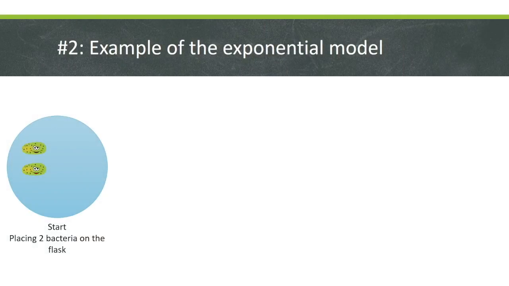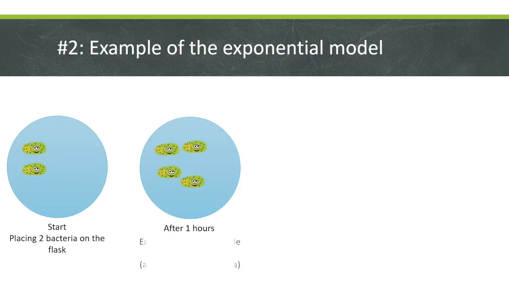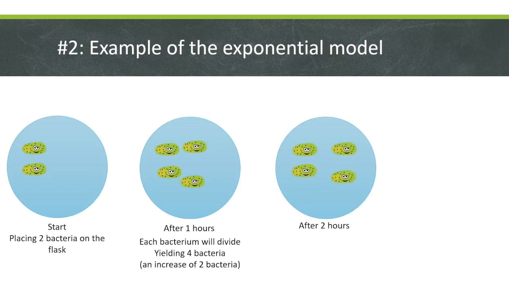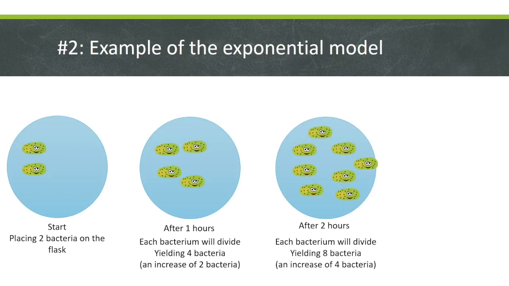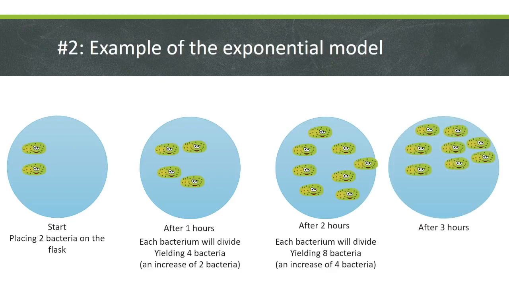In checkpoint number 2, I give an example of the exponential growth model using bacteria. As I have already studied in biology, bacteria reproduce by splitting in half, and the time between divisions is usually about an hour. So let's take a quick look. For example, I have 2 bacteria in the flask. After 1 hour, each of the 2 bacteria will reproduce, and then we have 4 bacteria in the flask. After 2 hours, each of the 4 bacteria will reproduce, and we have 8 bacteria. And after 3 hours, each of the 8 bacteria will reproduce, and we have 16 bacteria in the flask.